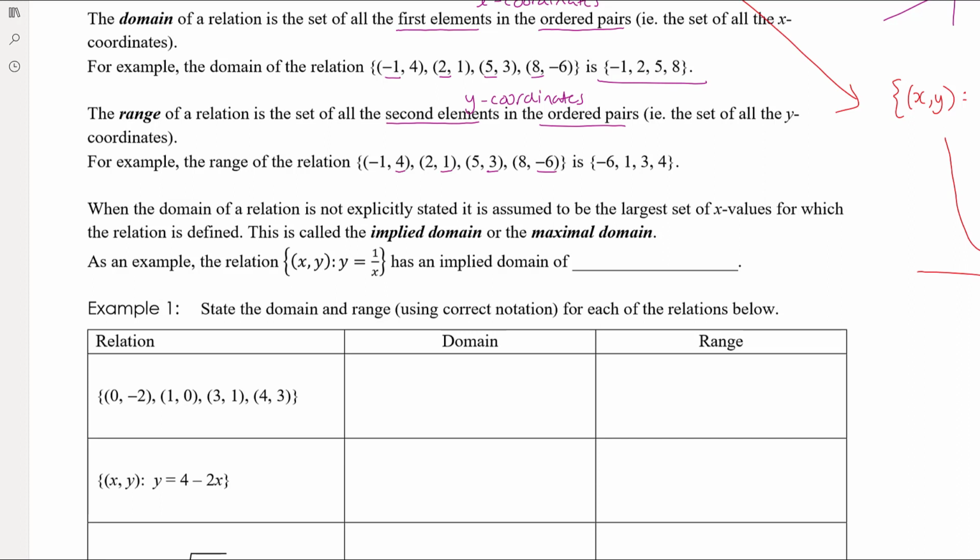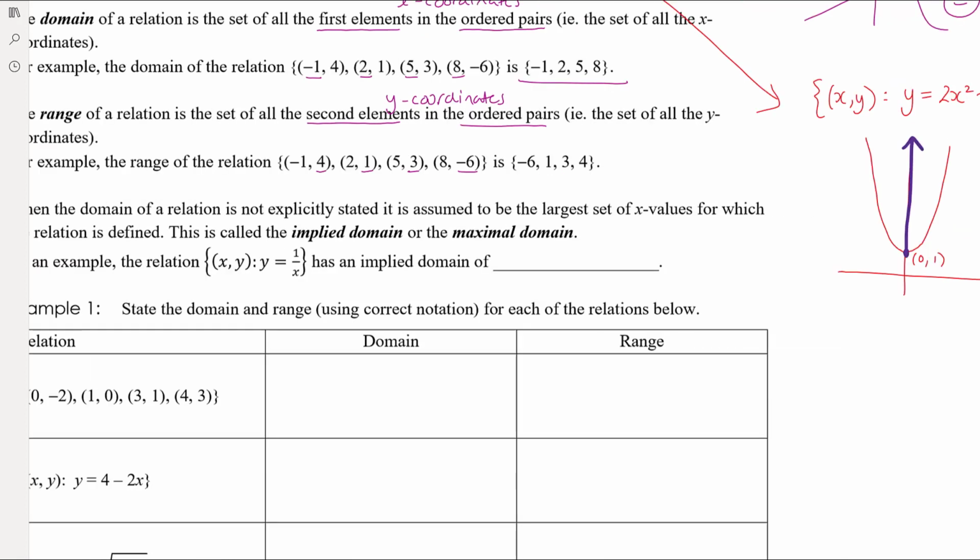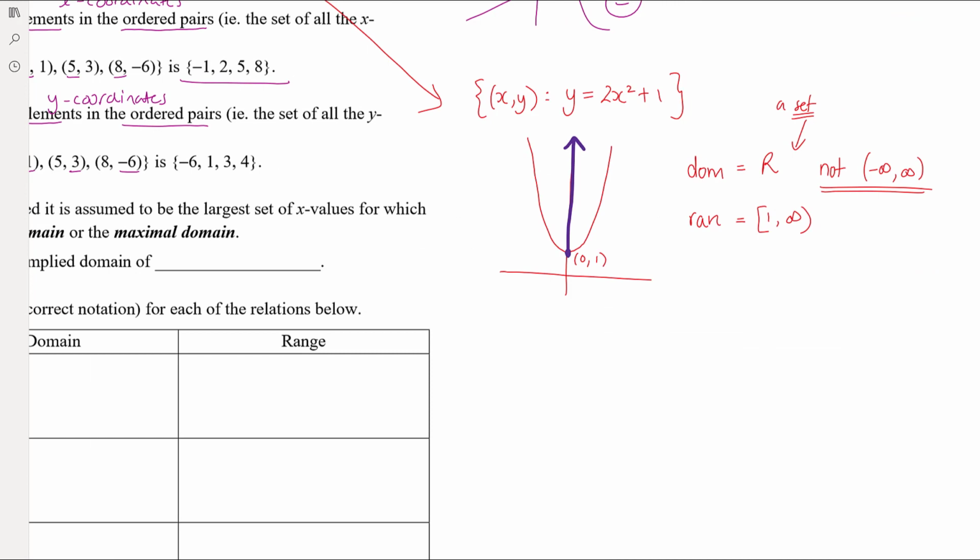Alright, so when we have a relation in which the domain is not explicitly stated, so we're not told what the domain is, the domain is assumed to be the largest set of x values for which that relation is defined, okay? And this is called the implied domain. So over here, I just calculated the implied domain of that parabola. Okay, I haven't been told any different. I haven't been told I'm only drawing part of this parabola. Therefore, I assume that it exists for the largest possible set of values that I can draw it for.